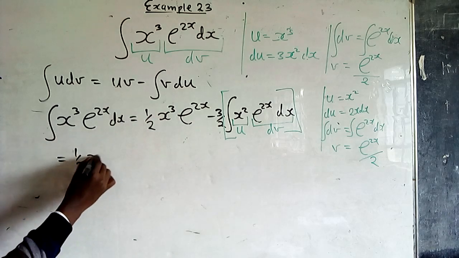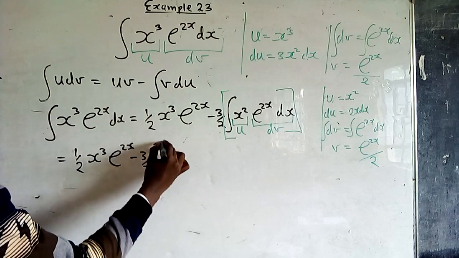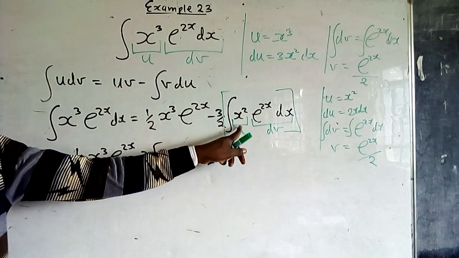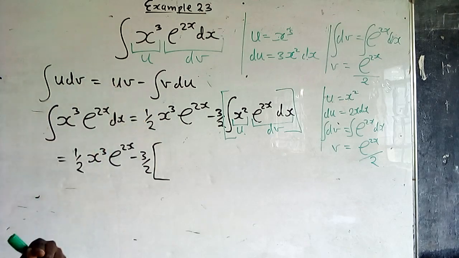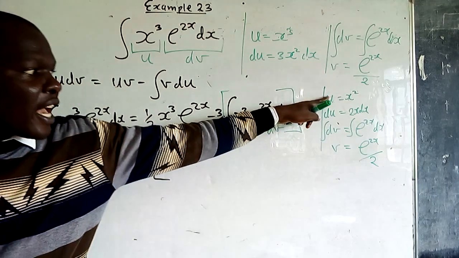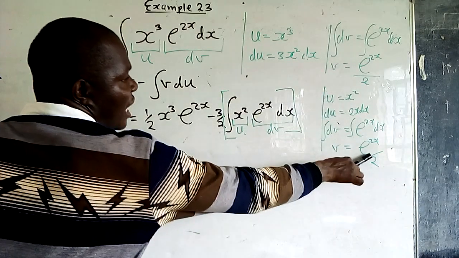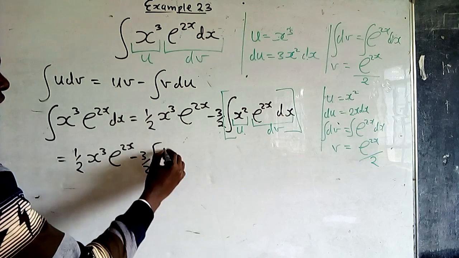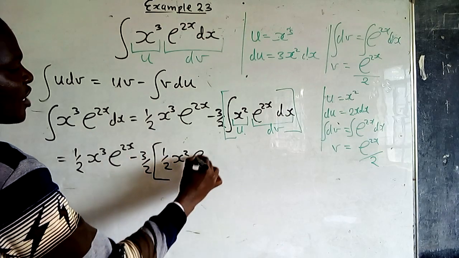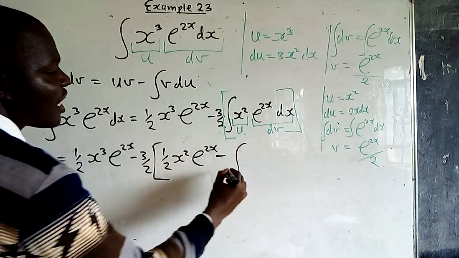You have a half x cubed exponential 2x minus 3 over 2. Then inside this bracket, we have u dv. And what is u dv? uv, isn't it? And uv is x squared times v. u times v is a half x squared exponential 2x, isn't it? A half x squared exponential 2x. Then it is minus integral of v du.